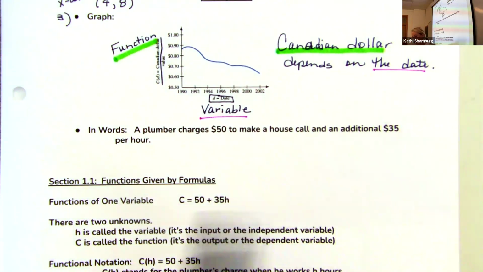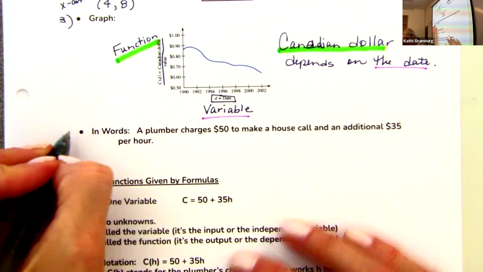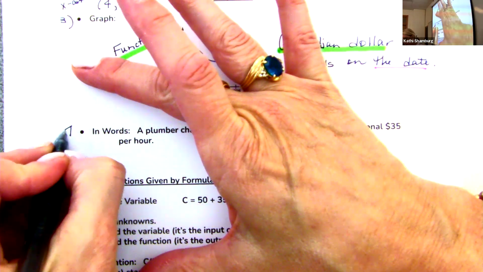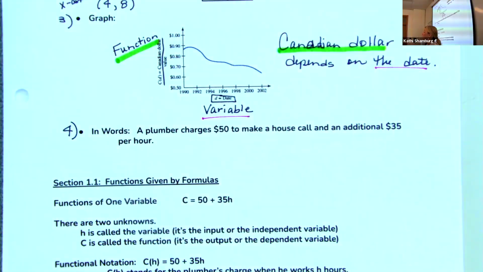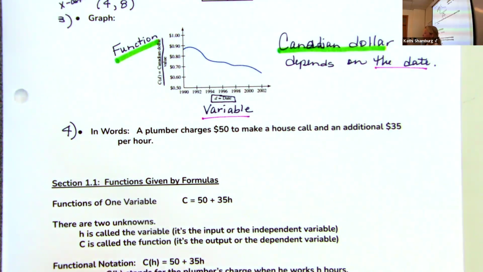Then the fourth way is in words. And that's what we will be seeing a lot of, whether that be examples we do in class, WebAssign, quizzes, tests, is you're going to see words. You're going to need to be able to pull this information out. And that is difficult for some, particularly at the beginning, because a lot of times we don't think math and words go together, right?